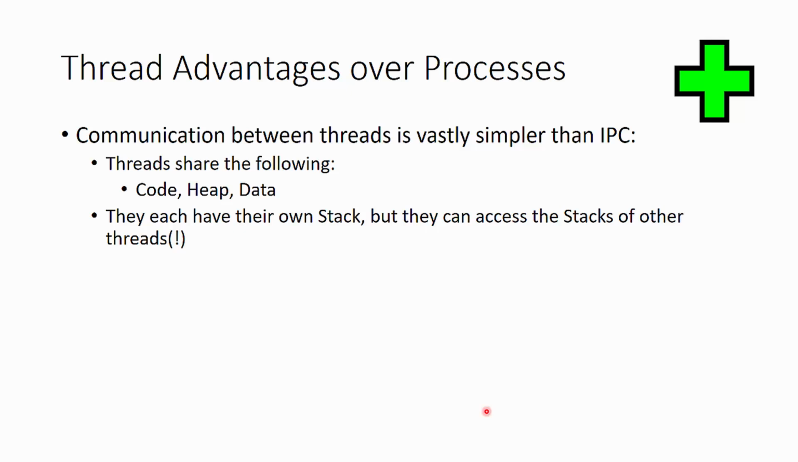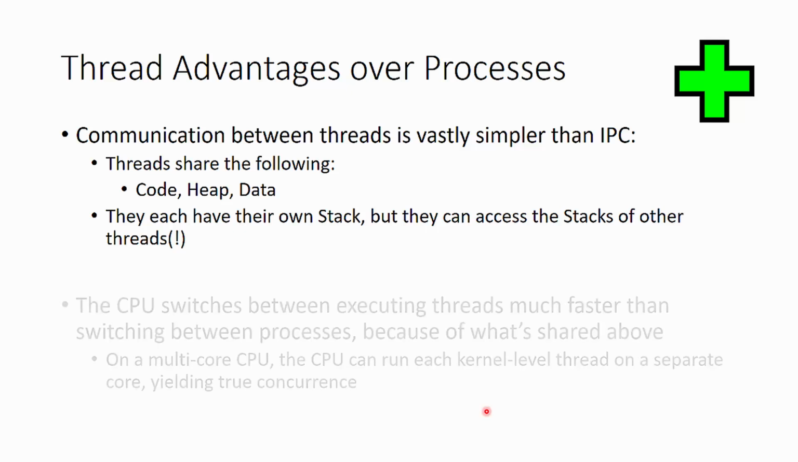And they each have their own stack, and that makes sense because they have to be able to track where the function return pointers are and their own automatic variables as they process through their own code. But they can access the stacks of the other threads. So the particular automatic variables that your thread is running on can be accessed by the other threads. They can see what each other is doing.